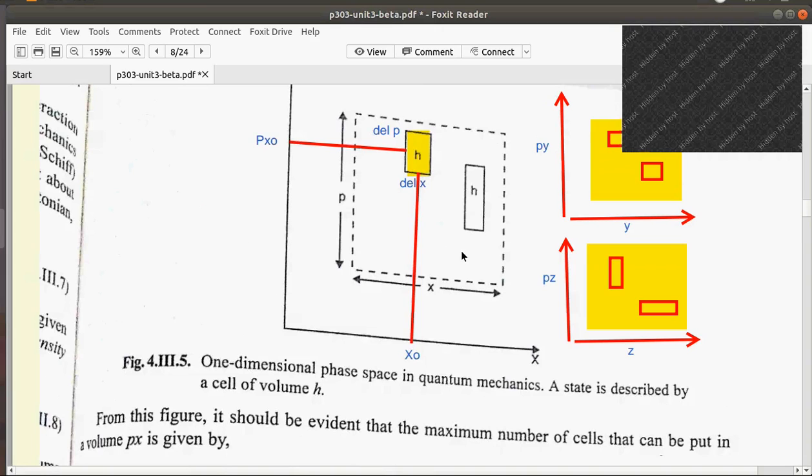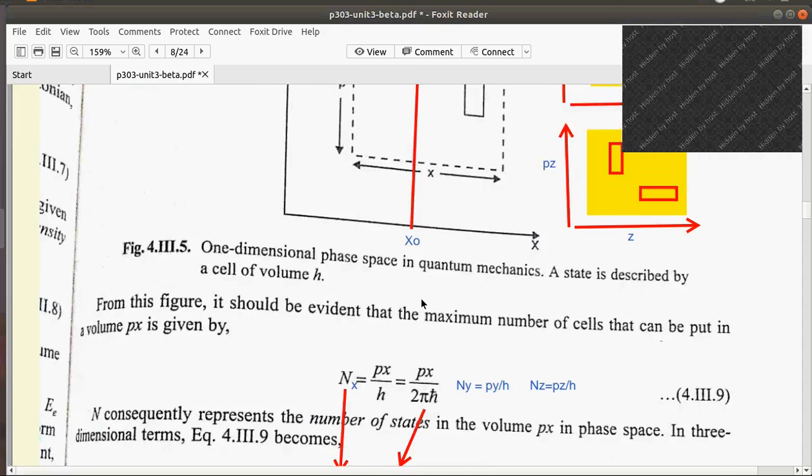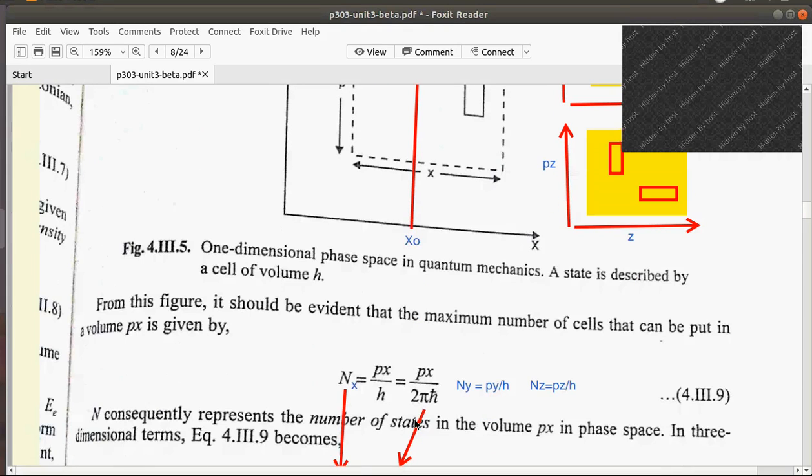So that means, now what is h? h represents the state of the particle. So p into x by h will give me the number of states in this particular region. We are interested in actually finding the number of states. Now instead of h, I am interested in having h cut, so I will multiply and divide by 2 pi, and I will get 2 pi h cut.